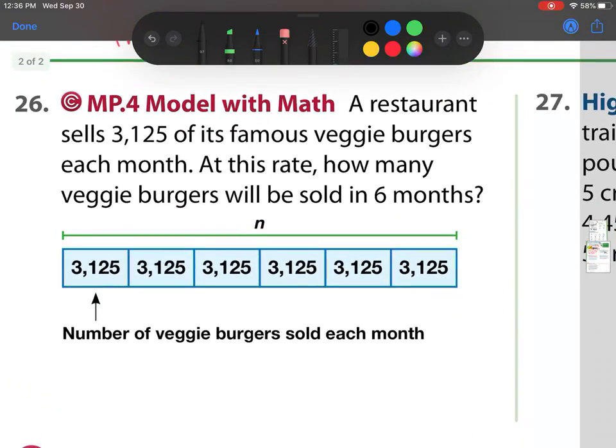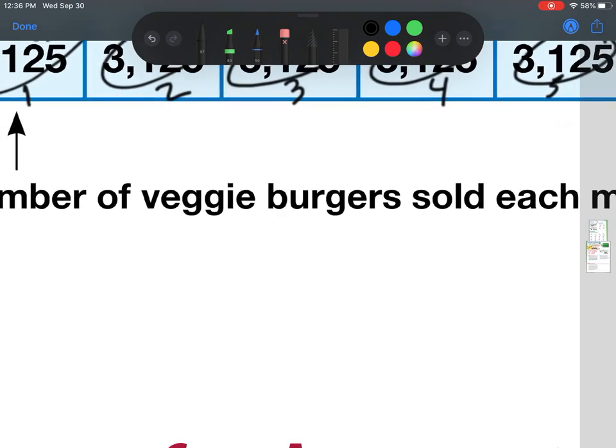Off to 26. Ooh, I like how they put a model for us. A restaurant sells 3,125 of its famous veggie burgers each month. At this rate, how many veggie burgers will be sold in 6 months? Well, notice they have 1 month, 2 months, 3 months, 4 months, 5 months, 6 months. So they are showing us in this model there's 6 of them. So we could either add each of these numbers together, which will probably take a while, or I can use my multiplication. So let's do that.